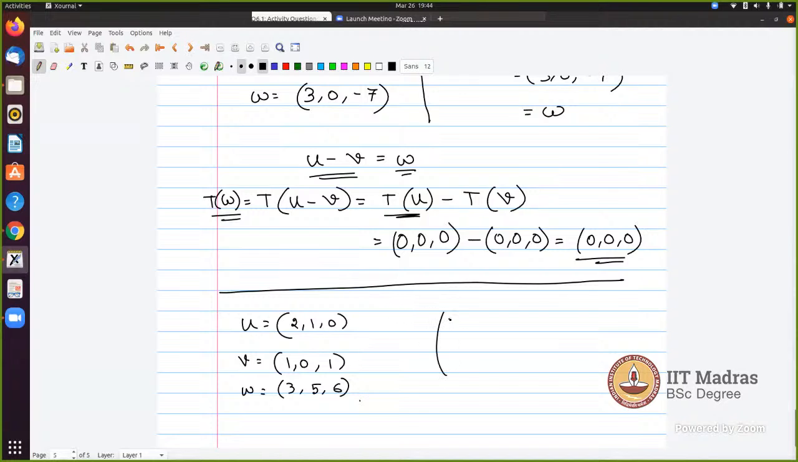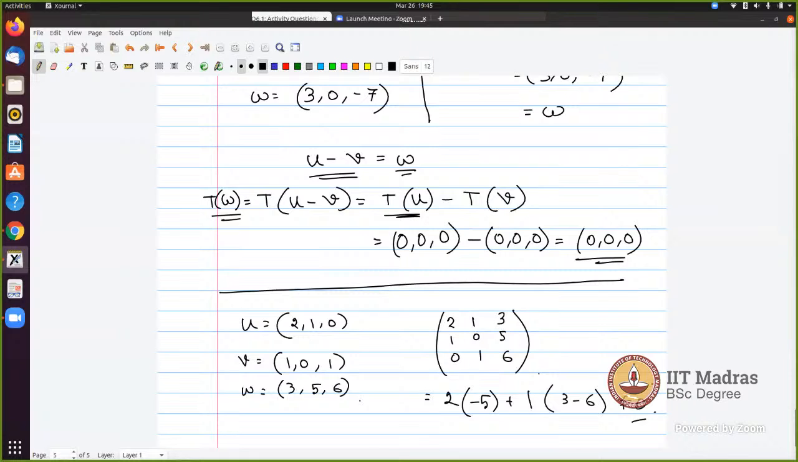So if you write this 210, 101, 356, what is this? So 2, this is minus 5 plus 1, this is 3 minus 6. So this is anyway non-zero, right? So these are linearly independent. The determinant is non-zero, so this is linearly independent. Correct? Till this is clear?